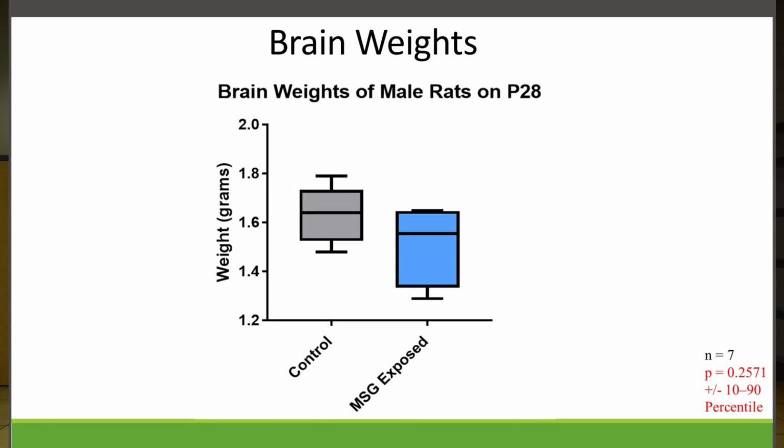So as you can see here, after weighing the rat brains on postnatal day 28, you see that there is no significant decrease between the MSG exposed compared to the control, but you do see that there is a trend towards decreasing.